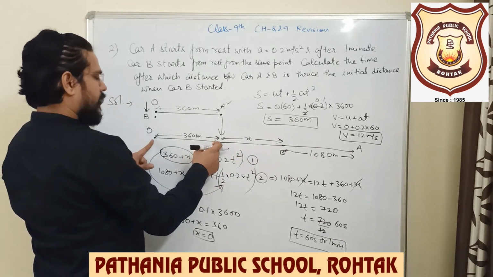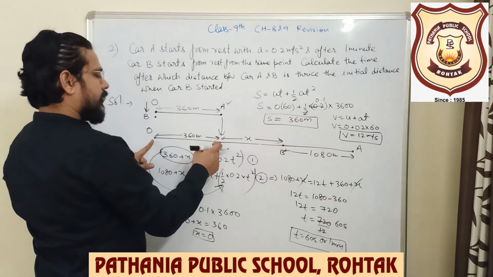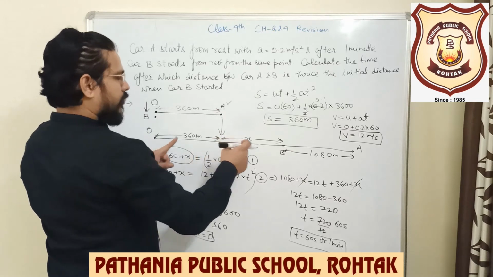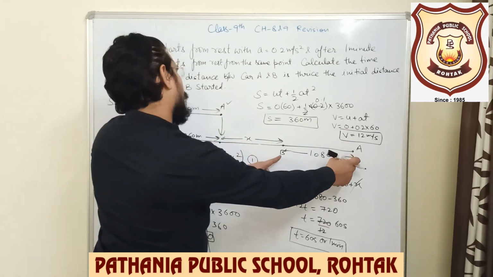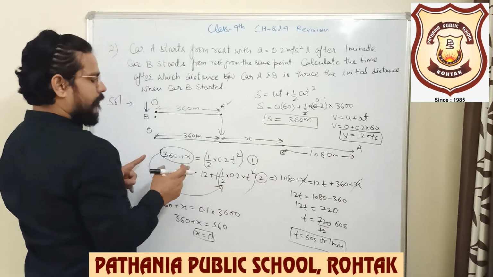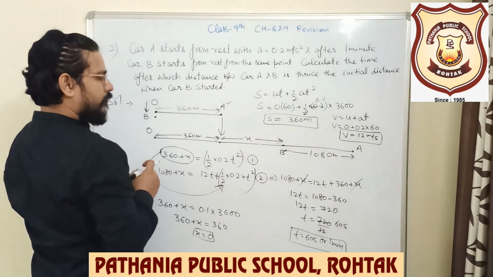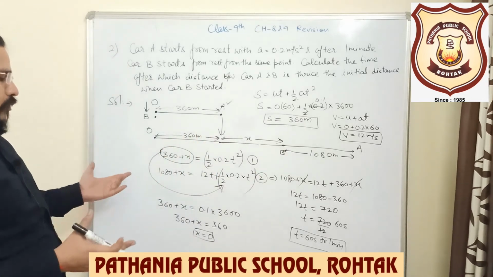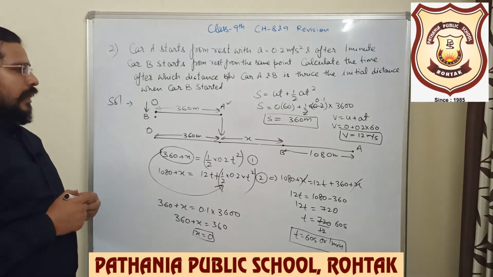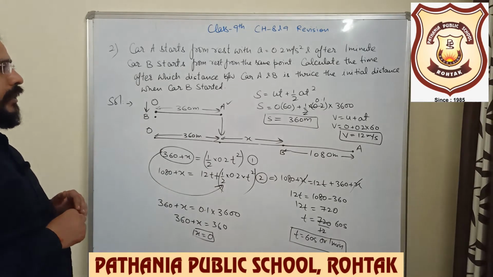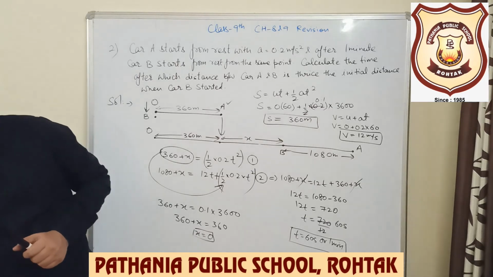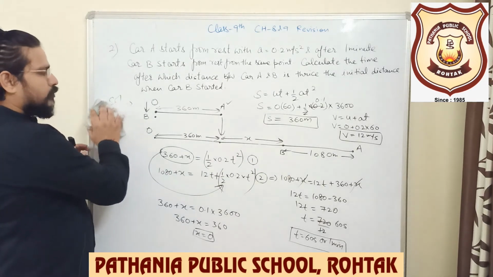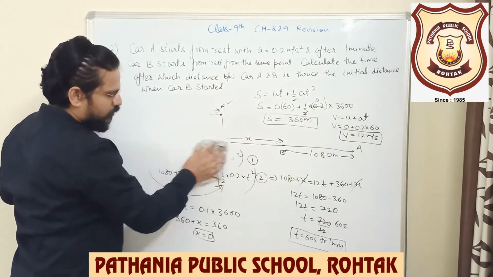In 1 minute, car A covers the distance 360, and in the next 1 minute, car A covers the distance 1080, and car B covers the distance again in 1 minute, which is equal to again 360, because it is also starting from rest. So it is clear, and if you still have any doubt, you can ask me again and I can discuss with you.